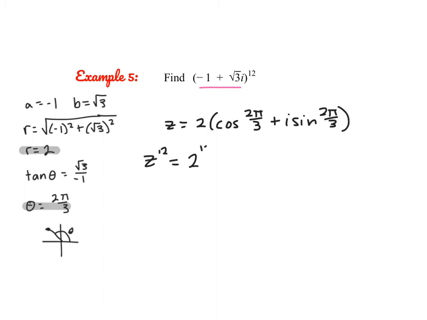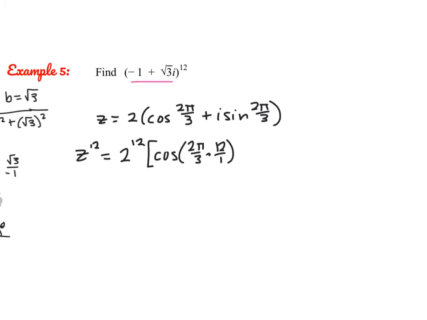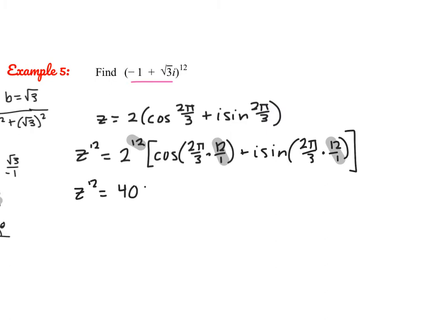We're going to raise r to the power of 12, and then I'll put this in brackets. We're just going to multiply our angles by 12. I'll say 12 over 1, plus i sine of 2 pi over 3 times 12. From here, once again, this is what we did, this and this. So from here, all we need to do is simplify. So z to the power of 12 is 4,096, that's 2 to the power of 12, times the cosine, so this is going to end up being 8 pi.